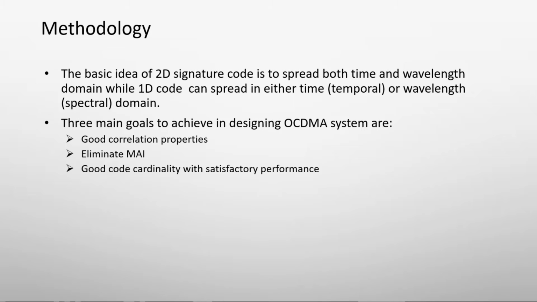For the methodology, the basic idea of 2D signature code is to spread in both the time and wavelength domains, while 1D code can spread either time or wavelength. So the three main goals to achieve in designing the OCDMA system are good correlation properties, the elimination of multiple access interference (MAI), and good code cardinality with satisfactory performance.